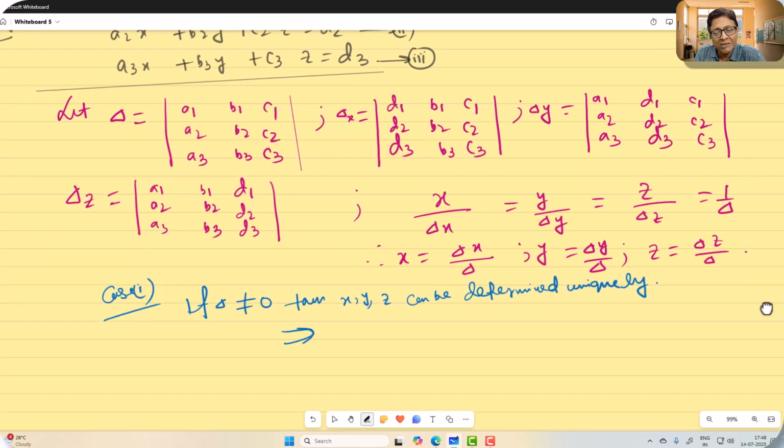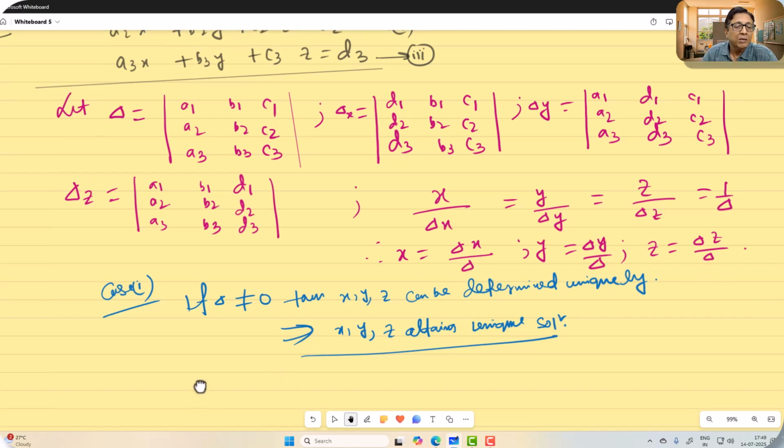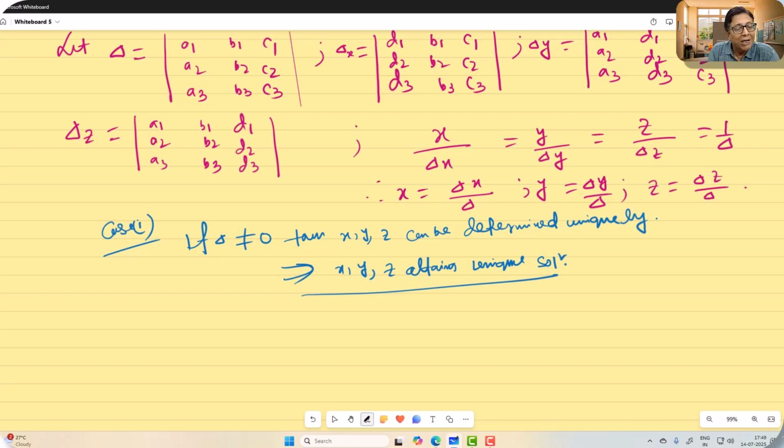This implies x, y, z attains a unique solution only. You will get x one value, y one value, z one value. We will test this with one actual problem, but before that, let me tell you the other two cases.